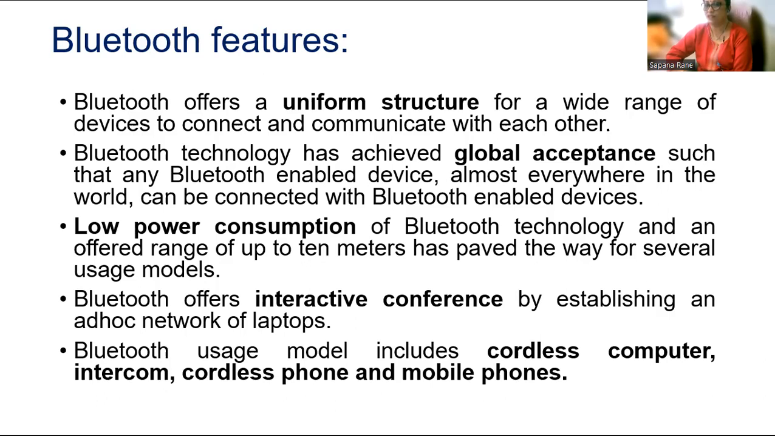Okay. So as you can see, the first feature is that it has a uniform structure, due to which it is widely accepted. So it is standardized, and that's why it has got global acceptance. In mobile communication, power is a concern, and therefore the low power consumption of Bluetooth has made it popular. You can have a range of up to 10 meters. And as I told you, ad hoc networks can be formed with the help of this technology. Ad hoc means temporary. Temporary networks can be formed. You can include many devices like wireless computer, intercom, cordless phone, and even mobile phone. So all these can have Bluetooth.